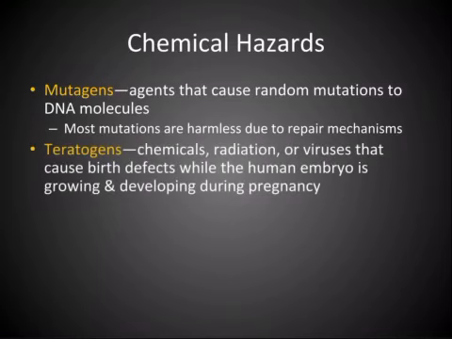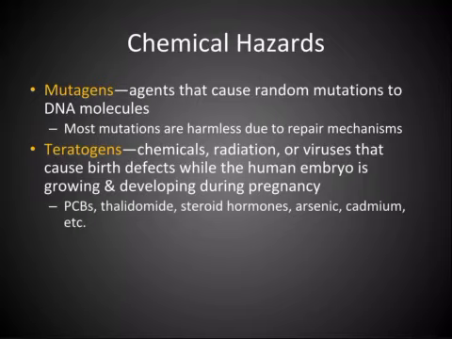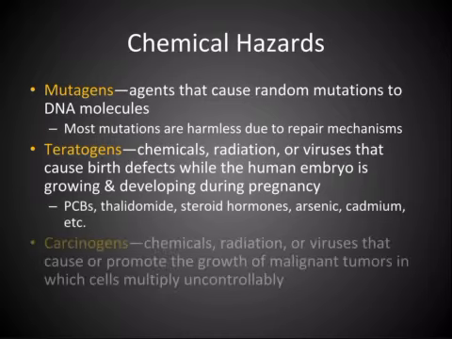A teratogen is something that causes birth defects. It can be chemicals, radiation, viruses. So this is something that the mother is exposed to while she is pregnant. So some examples: PCBs, thalidomide, steroid hormones, arsenic, cadmium, there's many others.